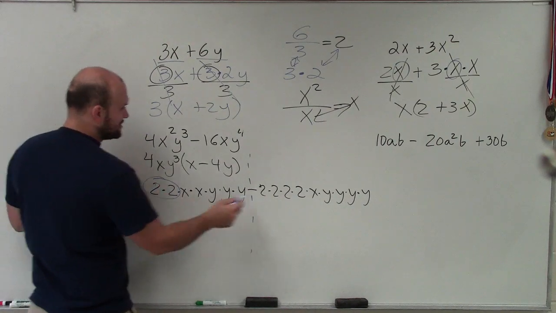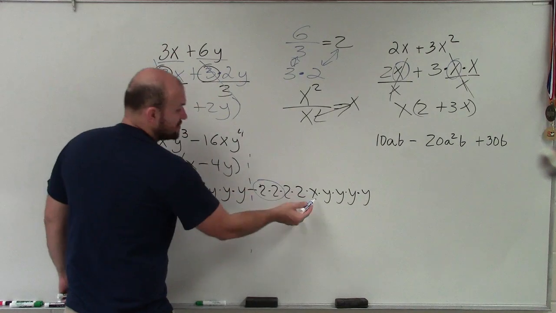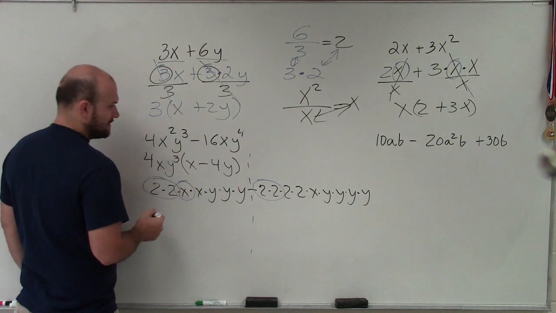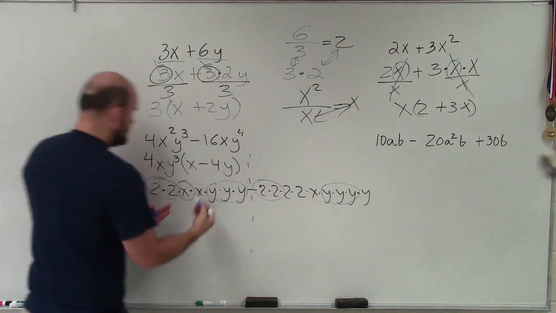Well, in here they have two 2s, two x's. Oops, I don't have two x's over here. So I can only circle one x that they have in common. Okay? And then they have three y's. And here I have three y's. Okay?